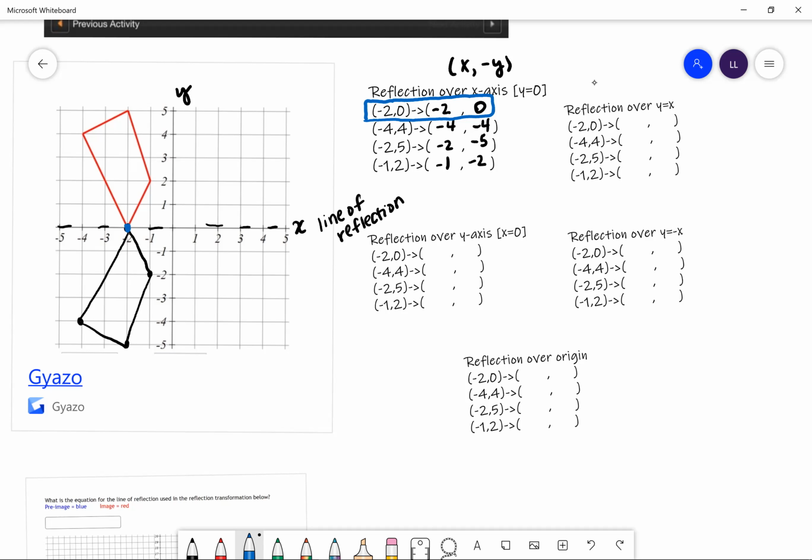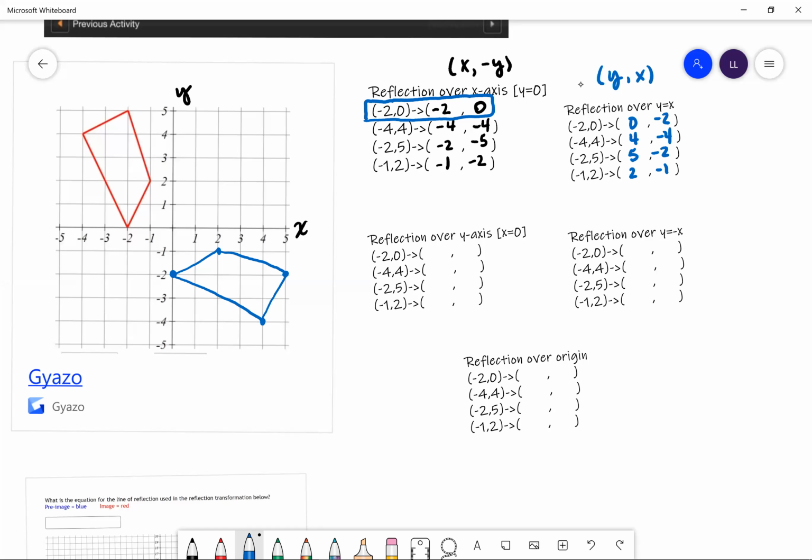So let's take a look at reflection over the line y = x. All right, so that reflection follows the rule where we just switch the x and y coordinates. Okay, so let's just switch the x and y coordinates. So that's going to be 0, -2, 4, -4, 5, -2, and 2, -1. That was quick and easy. All we had to do was switch the x and y coordinates. All right, so let's take a graph of that and look at what that looks like.